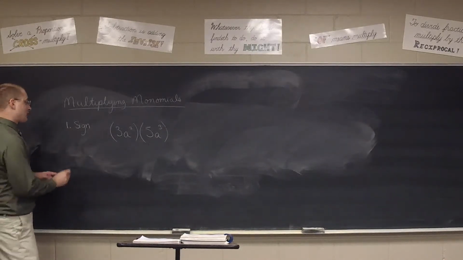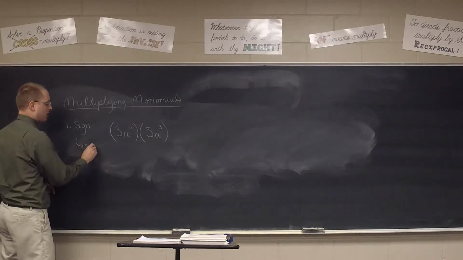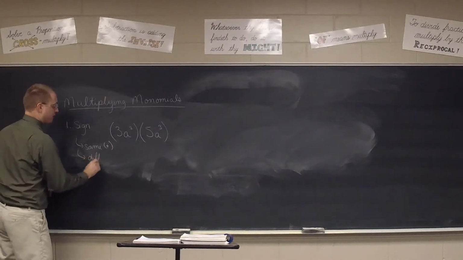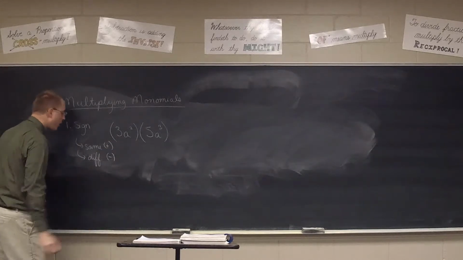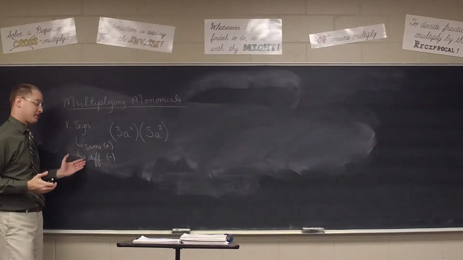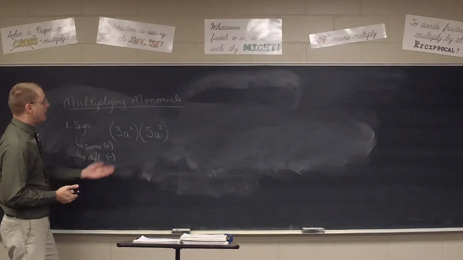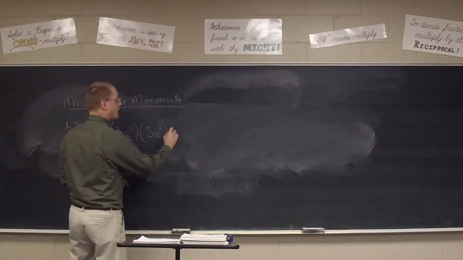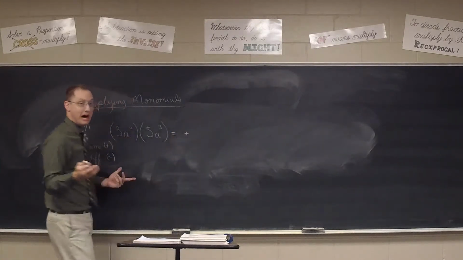Step number 1, sign. Step number 1 is to take care of the sign. Keep in mind, if the signs are the same, you get a positive. And if the signs are different, you get a negative. So as we multiply monomials together, same signs positive, opposite signs or different signs negative. In this case, notice we have the same signs. They're both understood positives. So our answer would come out to a positive.